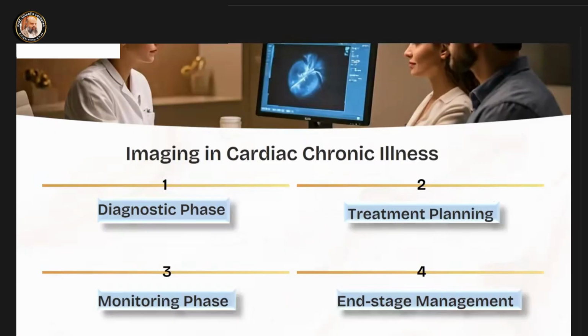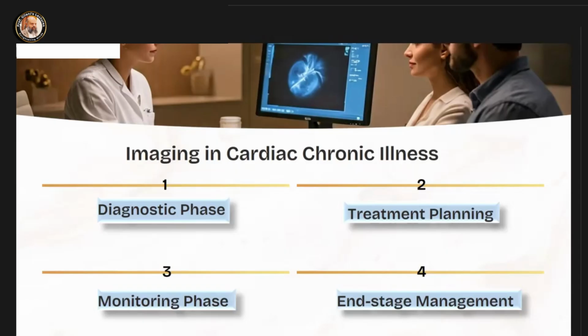After neurological problems, let's see the imaging in cardiac chronic illness. The first step in such cases will be the diagnostic phase, then the treatment planning, monitoring phase, and end stage management. When we talk about the diagnostic phase, initial echocardiography is done. We can perform the echocardiogram and cardiac MRI, which establish baseline function and structure, while imaging nurses provide detailed explanation of findings to both patient and families.